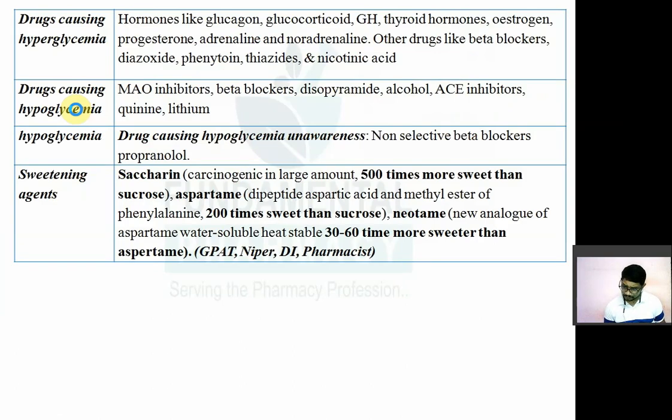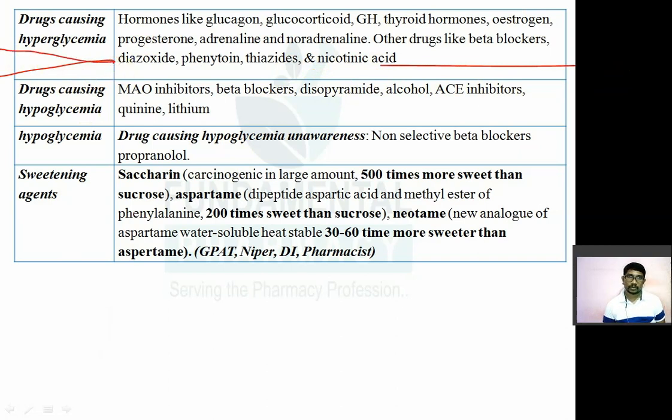Now again, there are certain drugs which cause hyperglycemia. There are certain drugs which increase the blood sugar level. So hormones like glucagon, glucocorticoids, thyroid hormone, then estrogen, progesterone, adrenaline, noradrenaline, and beta blockers will increase the blood sugar level. Diazoxide, phenytoin, thiazides, nicotinic acid. These are the examples of drugs causing hyperglycemia. So remember glucagon, glucocorticoids, thyroid hormone, estrogen, progesterone, adrenaline, noradrenaline, beta blockers, diazoxide, phenytoin, nicotinic acid and thiazides. They cause an increase in the blood glucose level, hyperglycemia.